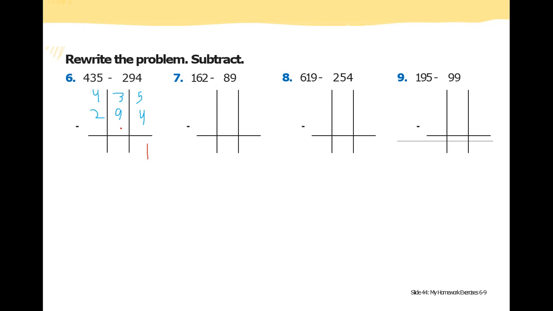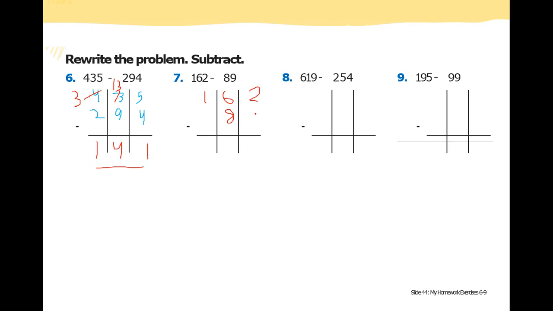3 minus 9, it's not going to work. Why? Because 9 is bigger than 3. We need to move to the next door to cross 4 to become 3 and 3 to become 13. 13 minus 9 equals 4. 3 minus 2 equals 1. The answer is 141.